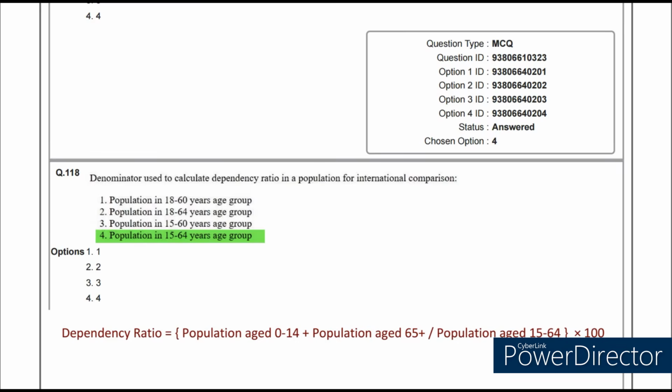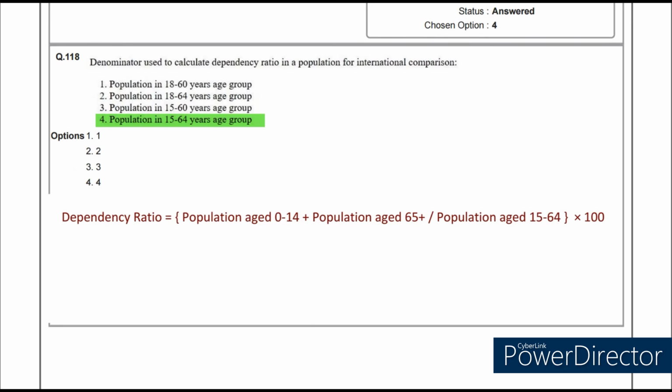And now coming to question number 118, they are asking you to find the denominator used to calculate dependency ratio. So the formula for dependency ratio is, in the numerator we take population age 0 to 14 plus population age 65 plus, divided by population between 15 to 64, multiplied by 100. So in this case, the denominator should be population age 15 to 64 years, that is nothing but the working age population.